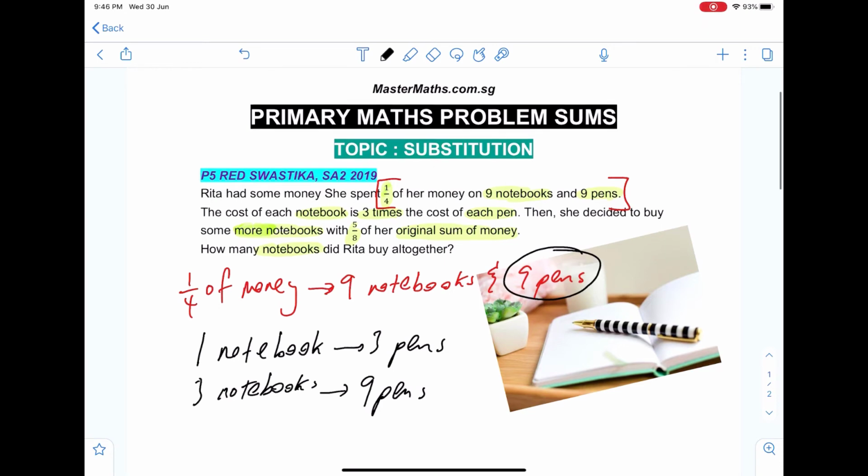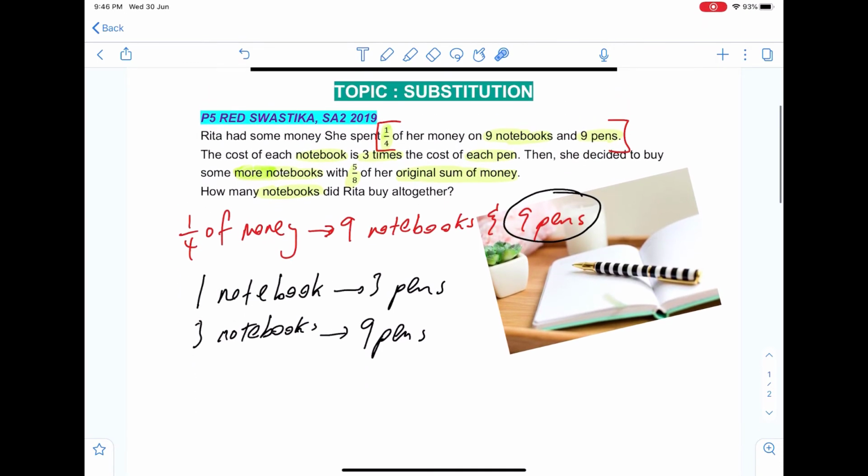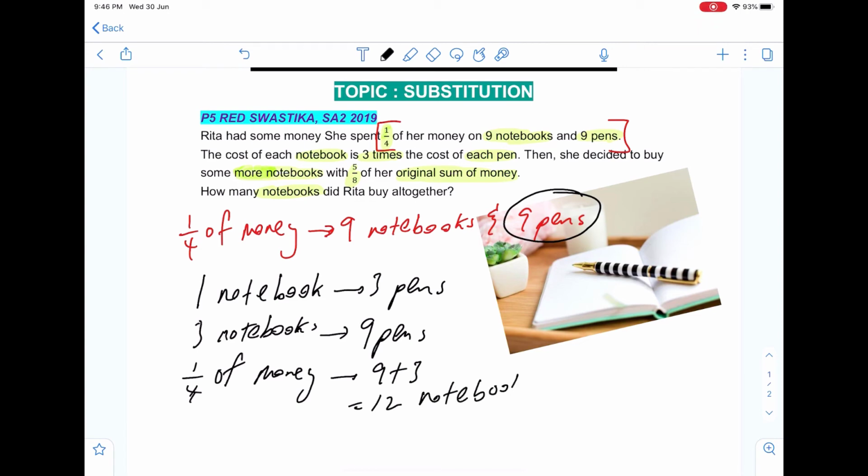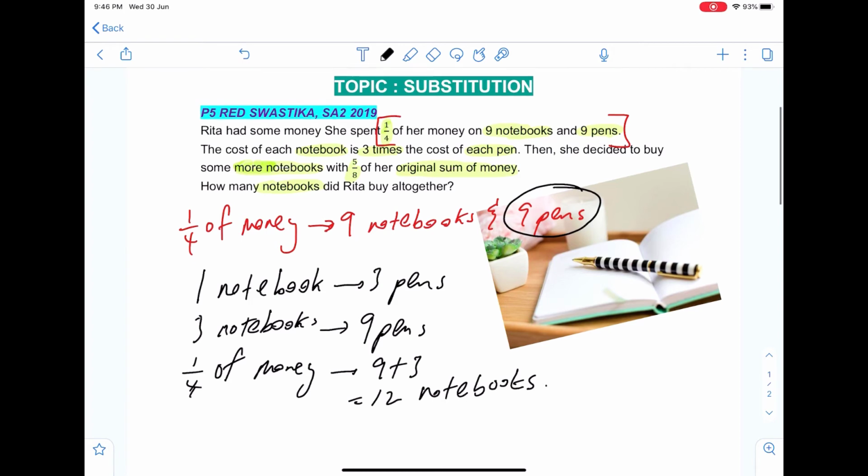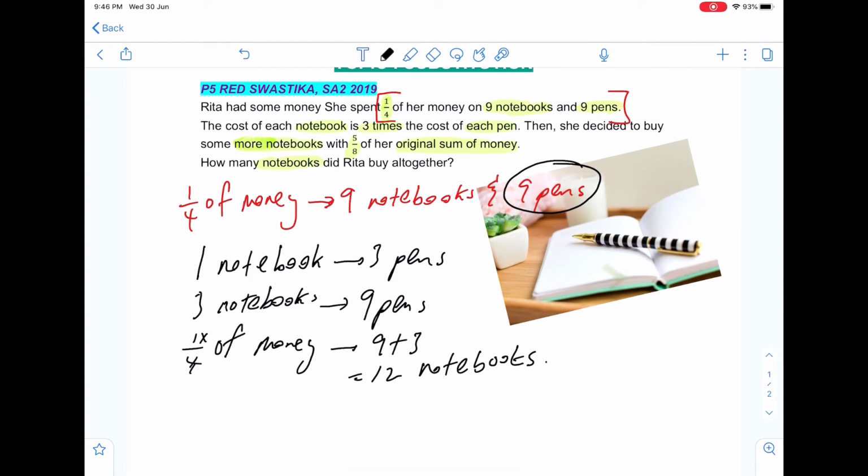Alright, so 1/4 of her money can actually buy 9 notebooks plus an additional 3 more notebooks. So 9 plus 3 equals 12 notebooks. Alright, and 1/4 times 2 is the same as 2/8 of her money can actually buy her 12 notebooks.